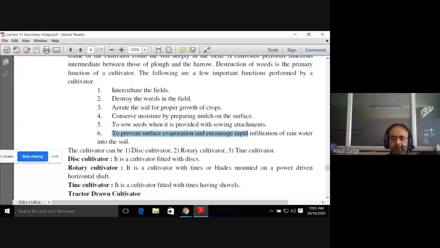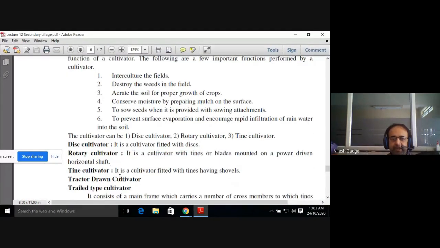Cultivator may be a disc cultivator, a rotary cultivator, or a tine cultivator. There are three main types of this. Disc cultivator is a cultivator fitted with a disc. Rotary cultivator is fitted with tines or blades mounted on a power driven horizontal shaft. Tine cultivator has a number of tines having shovels.